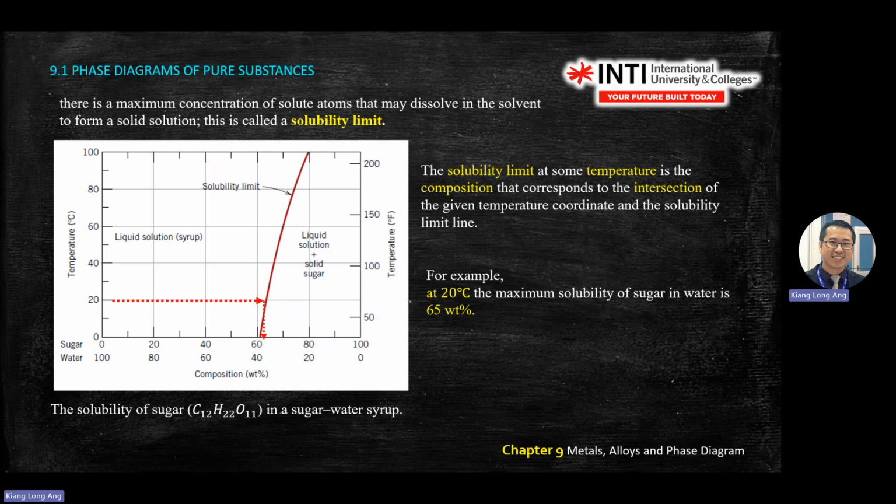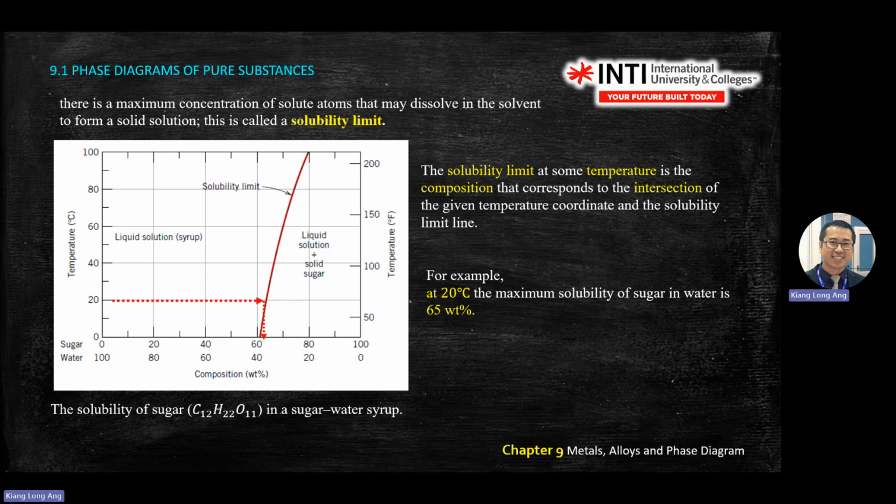So how to read this graph? This is sugar. Of course, in the test, I won't ask you sugar. I'll ask you metals. Right. So in this case, we start with the first point, temperature 20 degrees C. Our interest is in the solubility. You go to the temperature, touch the red line, go down. You will see there's a number there. This number tells you the maximum solubility of sugar in water is 65%.